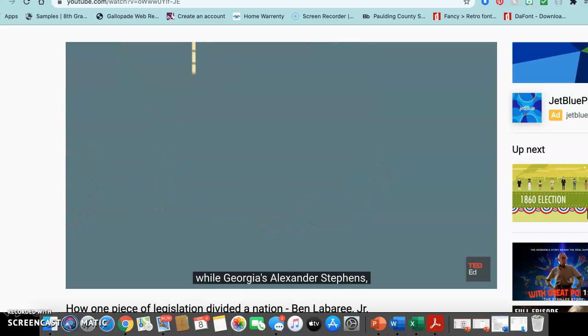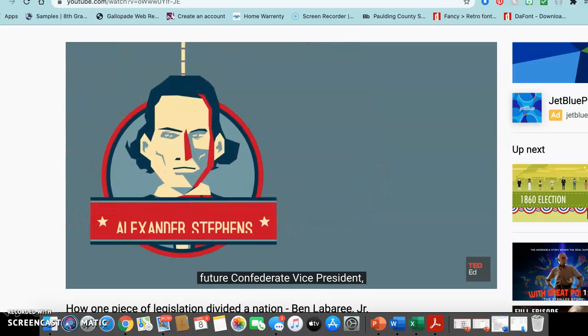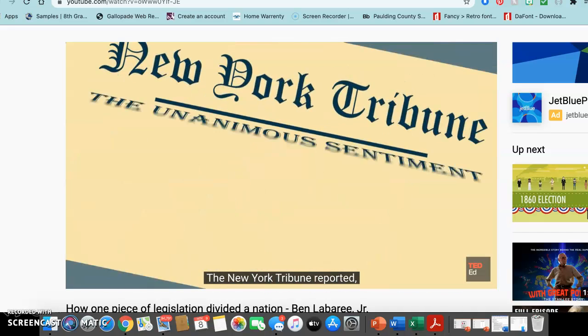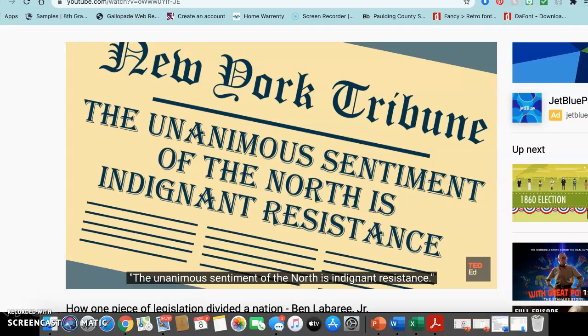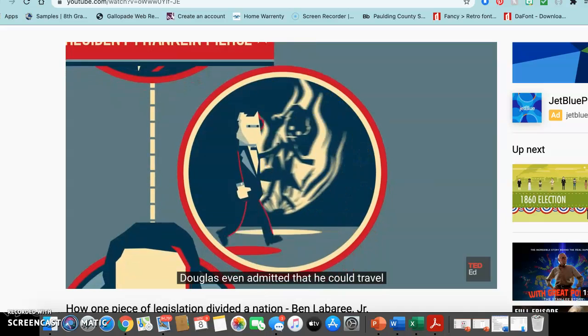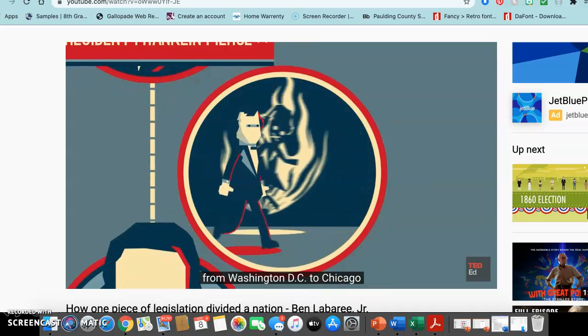While Georgia's Alexander Stephens, future Confederate vice president, hailed the act's passage as glory enough for one day, the New York Tribune reported, "The unanimous sentiment of the North is indignant resistance." Douglas even admitted that he could travel from Washington, D.C. to Chicago by the light of his own burning effigies.